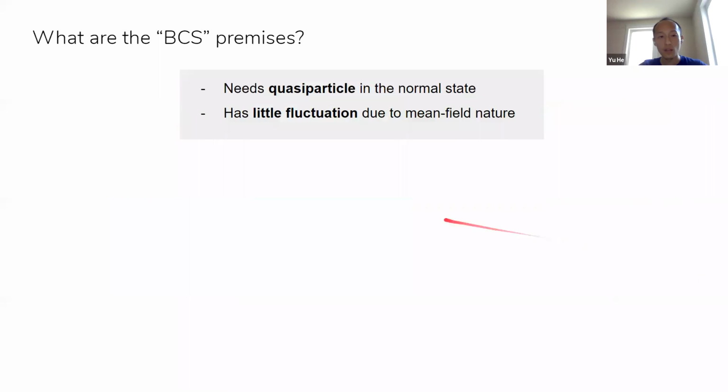So don't worry if you don't get any of the mathematical details, but what I really intend you to take home is that BCS theory is a theory that needs quasi-particles in the normal state, in a metallic normal state. And it has little fluctuation to begin with due to the mean field nature of how the framework is set up.